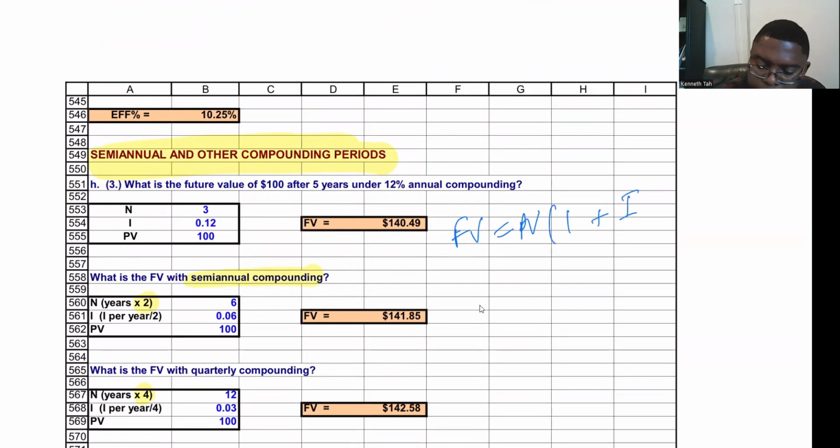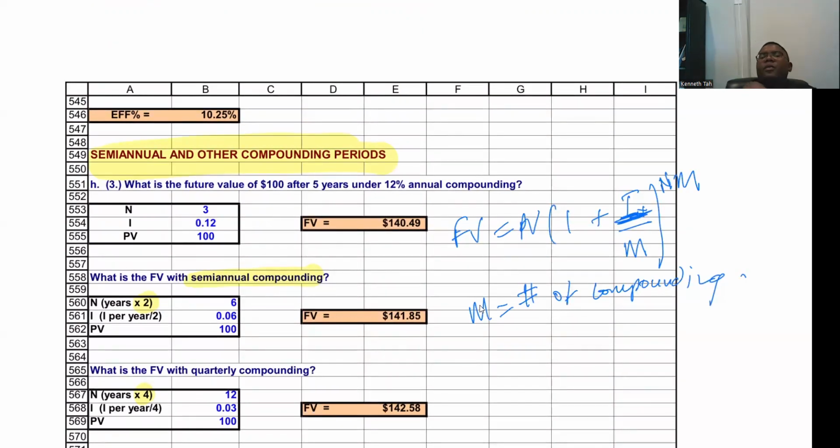So the adjustment we make on the formula is that future value is equivalent to present value times 1 plus I over M, raised to the power N times M. So we divide the interest rate by M for number of compounding, and we multiply the time period N by M. M is the number of compounding periods. So we divide the interest rate by the number of compounding and we multiply the time period by the number of compounding. That makes our computation easy.